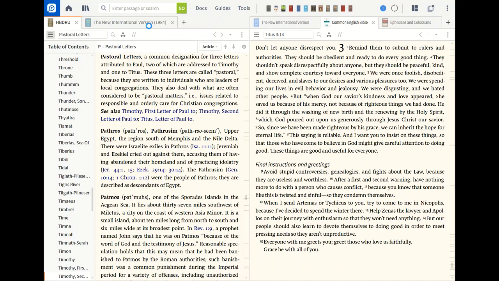But some scholars who date the pastorals later and date them Deutero-Pauline focus on the faith as being a set of codified beliefs, as opposed to just faith in Jesus, believing in Jesus.